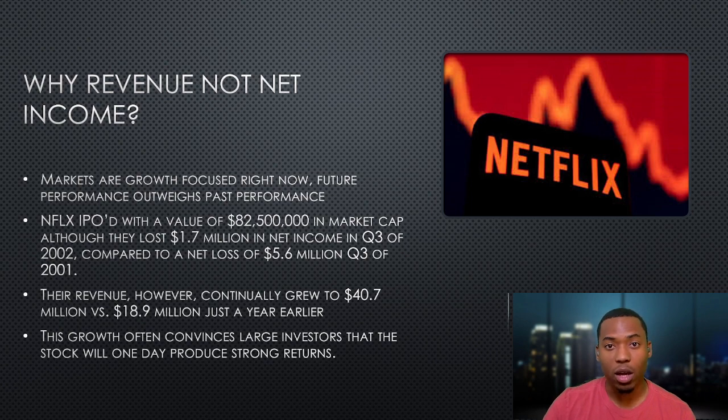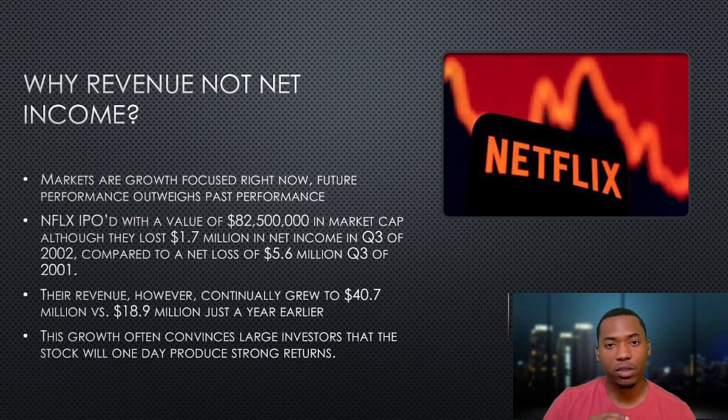In fact, in Q3, immediately after they were able to IPO and do quite well, they had lost $1.7 million in net income. It's still better than what they did the previous quarter of the previous year, where they lost $5.6 million, but still the value of this company was continually climbing, although they're losing money. What's going on here? Well, their revenue was continually growing. Although they lost 1.7 in net income, their revenue had grown to 40.7 million from 18.9 million just the year prior.